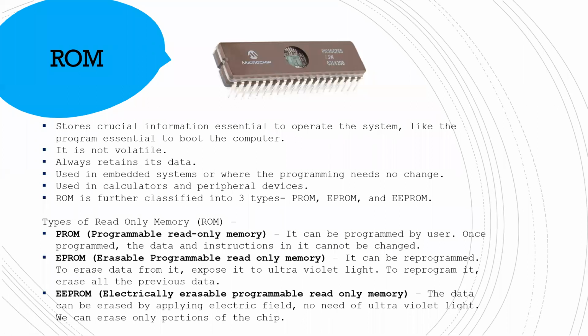Embedded system means like your car music system, or your car memory system, right? You have a car. In your car there is a music system, something like that. Or in your car there is an operating system. In modern cars they have some operating system. Those operating systems require ROM, because you do not need to change the data.